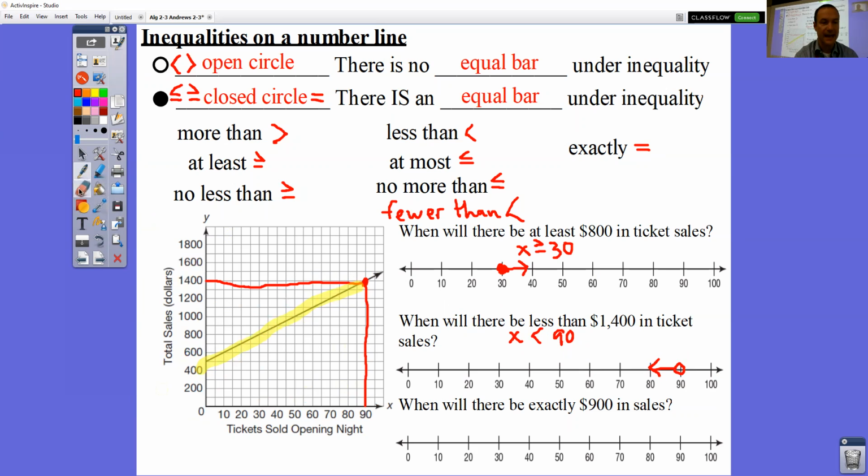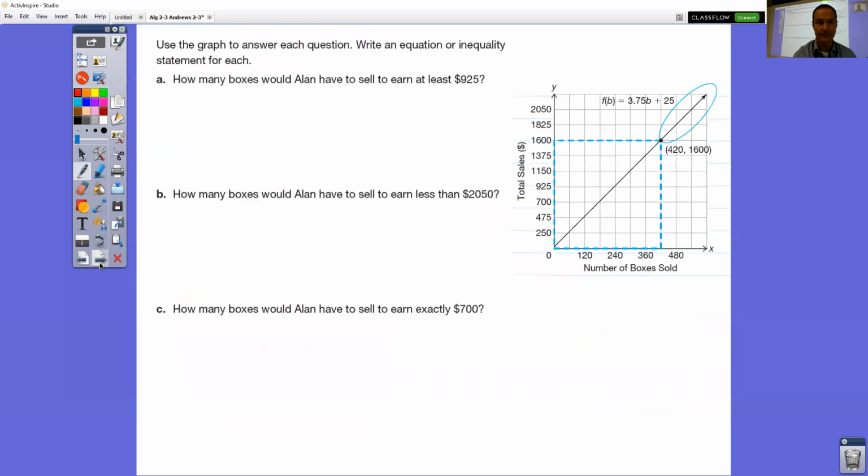When will there be exactly $900 in ticket sales? Exactly 900. So 900 would be halfway in between 1,000 and 800. And I'd go over to my line, go straight down. I'm looking at 40. So this would just be X equals 40. Exactly is just equal to, so all I would put is a dot. Exactly would not have arrows at all, because we're not having less than or equal to; it's exactly or equal to 40.